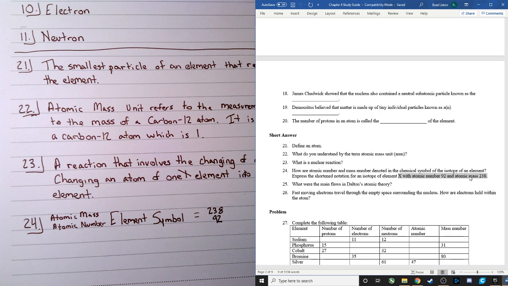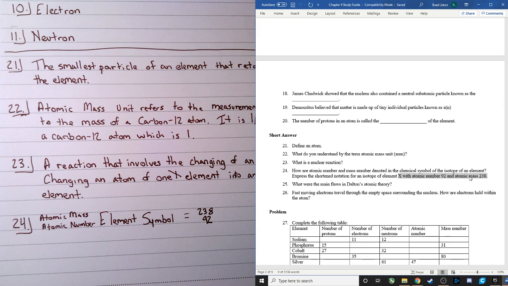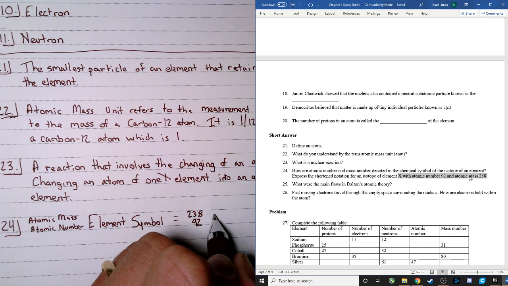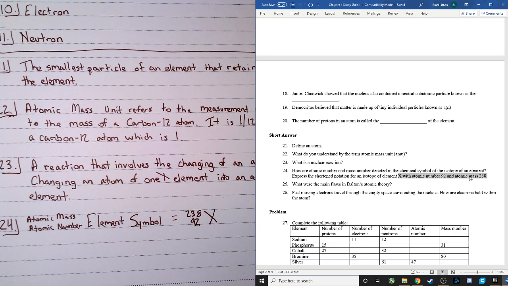Well, it is live now, so my bad. I'm kind of losing some light. There we go. And the element symbol. Our element symbol in this question is X. So that's your answer. That's number 24.